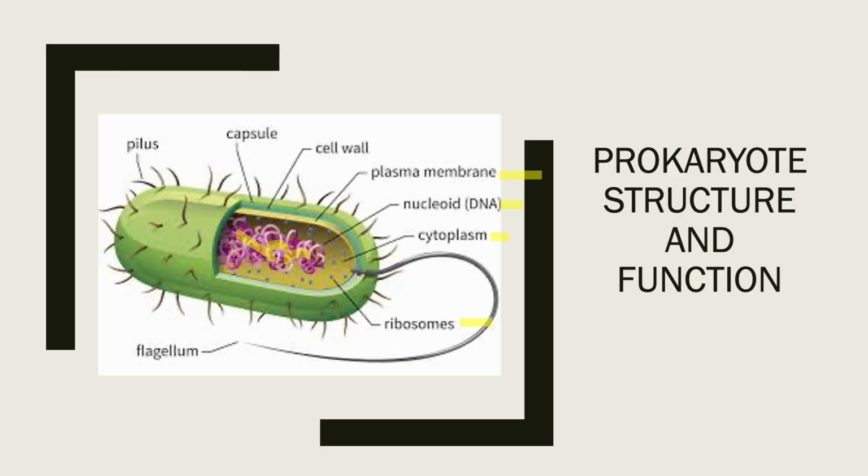But in addition to those things, they also have a cell wall. Usually we'll have some sort of capsule, which is like a sticky coating that can either secrete poisons or help with adhesion. And then various movement appendages, either tiny little hair-like structures called pili or a long whip-like tail called a flagellum.